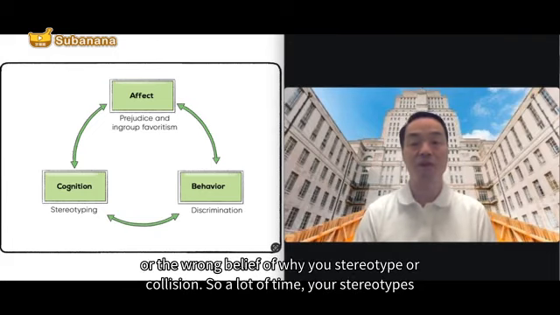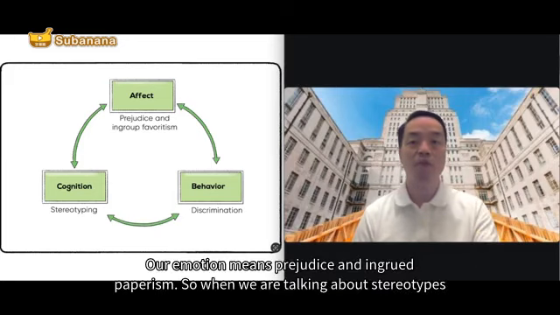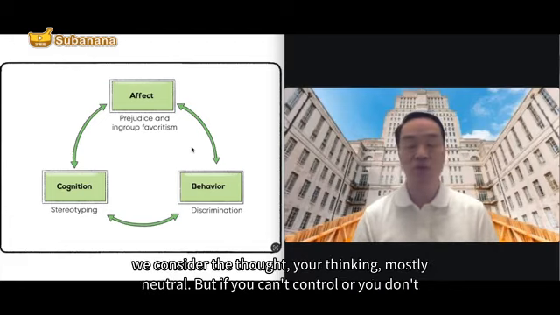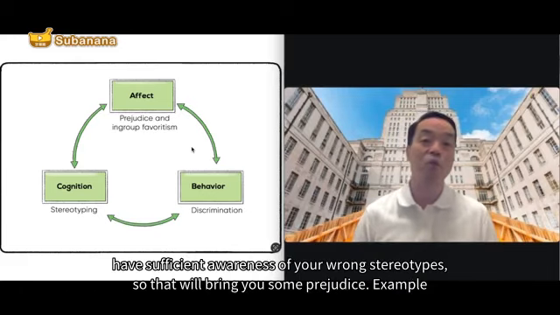But a lot of the time, if you can't control or debunk this kind of wrong belief, the stereotype or cognition, your stereotypes will probably further make your affect, your emotion. Our emotion means prejudice and in-group favoritism. So when we are talking about stereotypes, we consider the thought, your thinking, mostly neutral. But if you can't control it, or if you don't have sufficient awareness of your wrong stereotypes, that will bring you some prejudice.